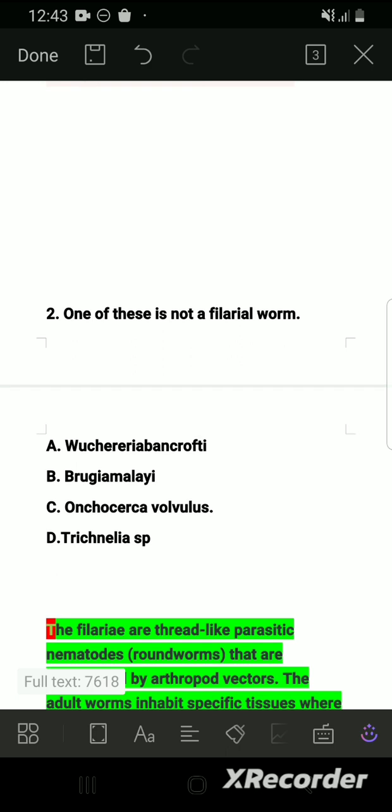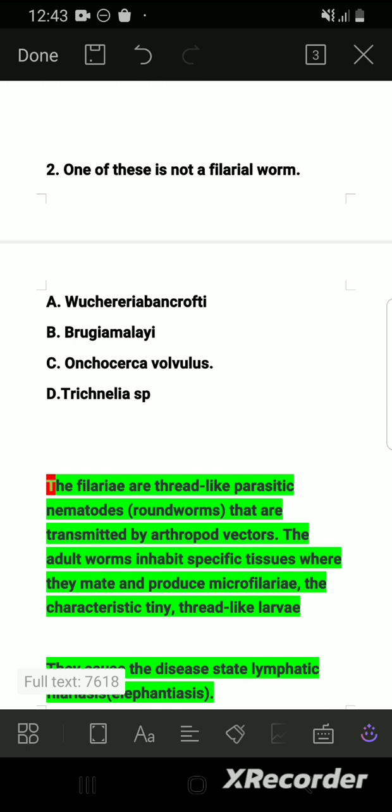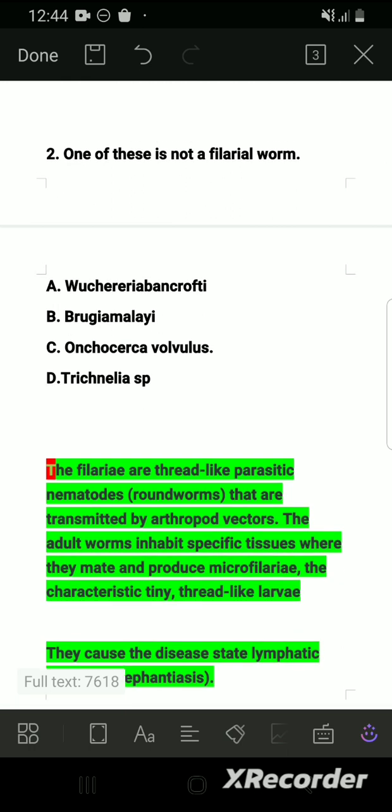One of these is not a filarial worm. One of these is not a filarial worm. So when we talk about filarial worms, what actually comes to our mind? According to what I have here, the filarial worms are thread-like parasites. Most of them are nematodes, and they are transmitted by arthropod vectors. That is not their main characteristic. The main characteristic is that they are thread-like parasites, which gives them the form of filaria.